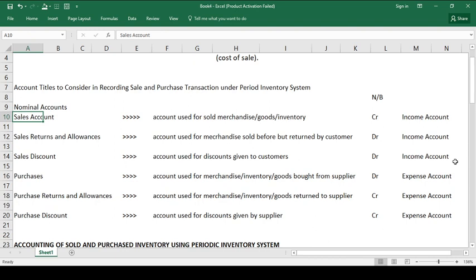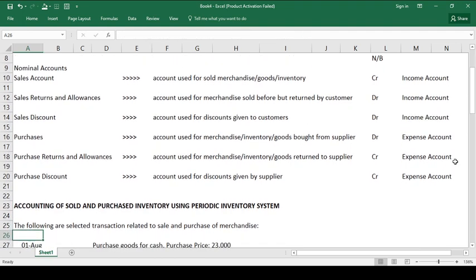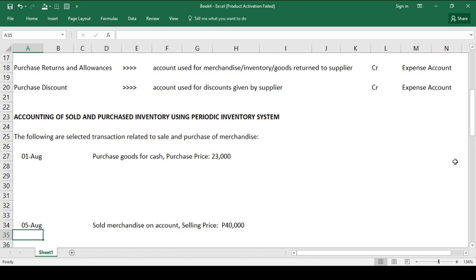Okay? As of now, what we are going to discuss is how we are going to use those accounts if there are sale transactions and purchase transactions. And the inventory system that we use is the periodic inventory system. Okay, accounting of sold and purchased inventory using periodic inventory system. I prepared different selected transactions related to sale and purchase of merchandise.